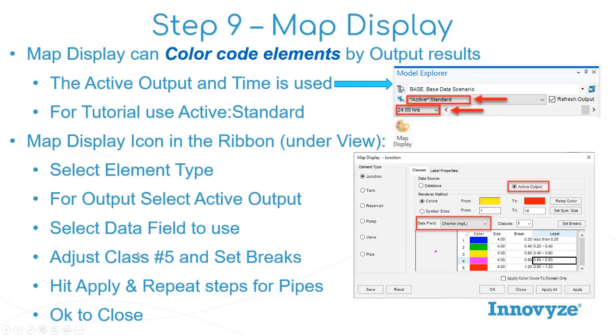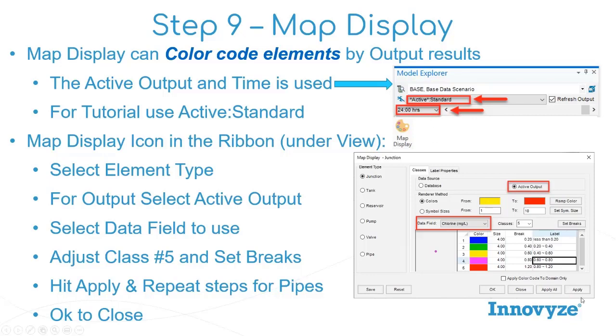And then I think its default is 4 classes. They want you to use the little drop down and choose 5 classes. And then you'll need to hit the set breaks to actually change it from 4 to 5 down here. And then they want you to color code these blue, green, yellow, pink, and red, all at 0.2 breaks there. So 0.2, 0.4, 0.6, 0.8. And then the last break is set automatically as the highest value that it finds. So that one will be 1.2. But that's all you do.